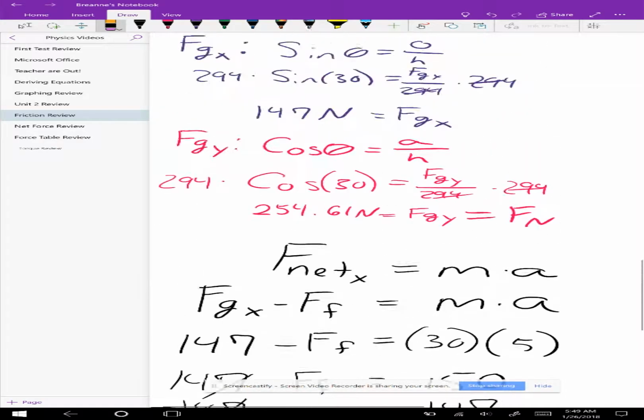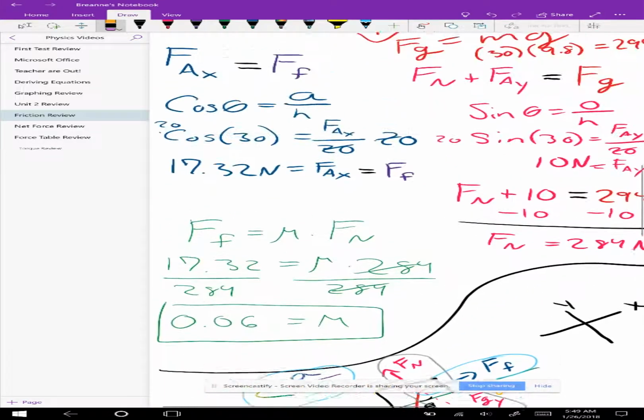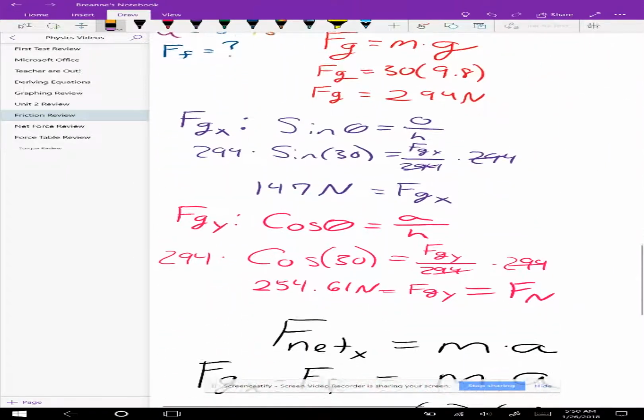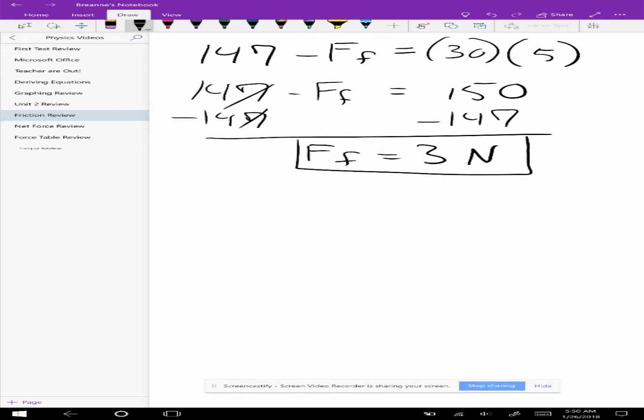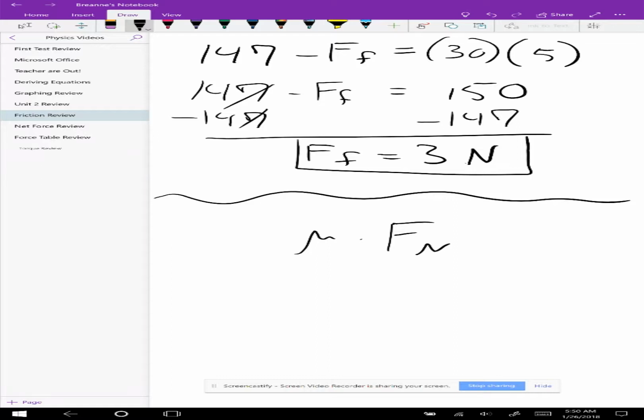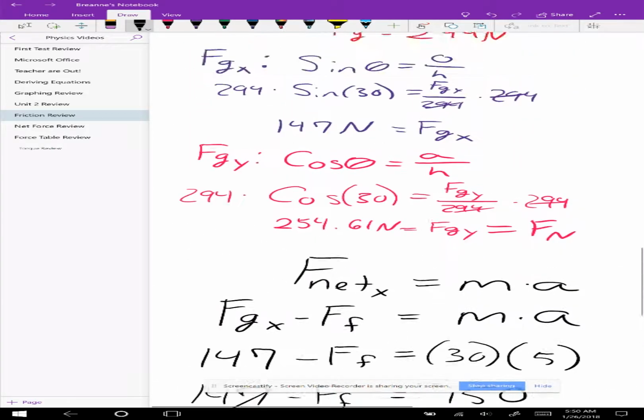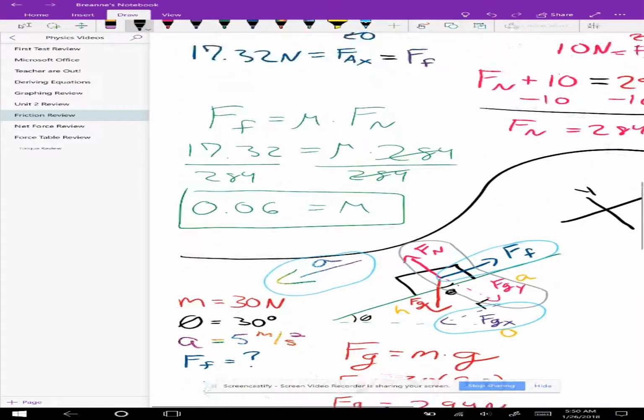So those are the more complicated ones. I mean, if you're just trying to find your force of friction, and you're given your mu, just multiply your mu times your normal force. Yes, it's just that simple. Just multiply your mu times your normal force, and you'll get your force of friction. So that's all about friction. Know that it moves opposite of the motion.